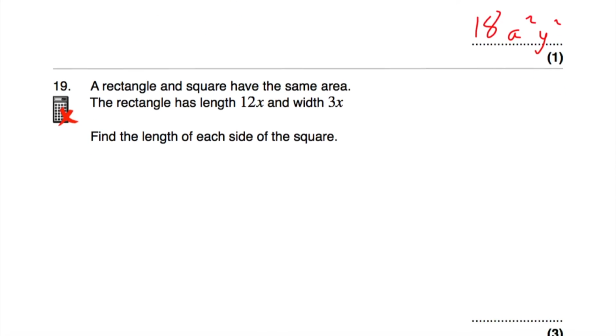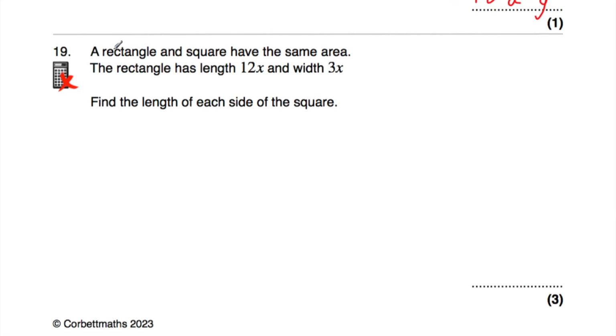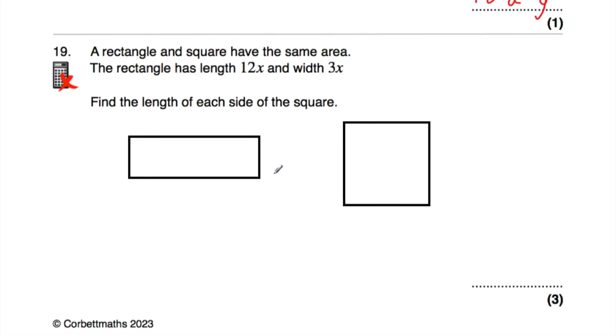Okay, let's have a look at our next question, question number 19. We're told that a rectangle and a square have got the same area. So we've got a rectangle and a square. Let's actually draw a little sketch here. And the rectangle has got a length of 12x and a width of 3x. And we've been asked to find the length of each side of the square.